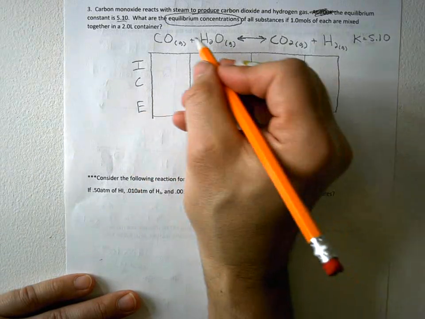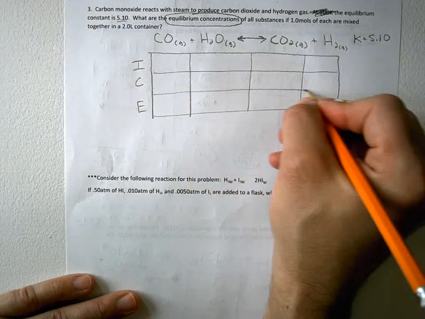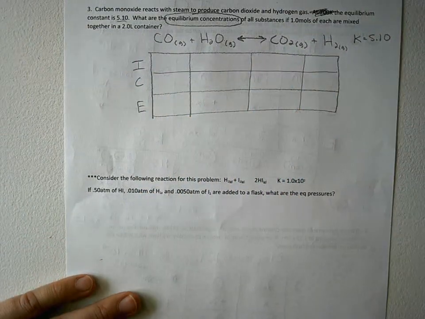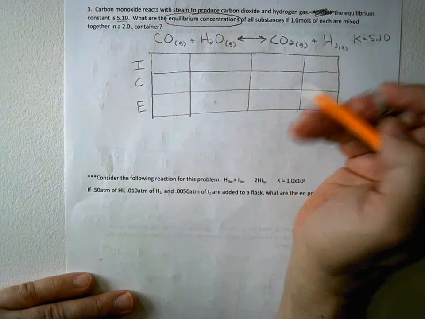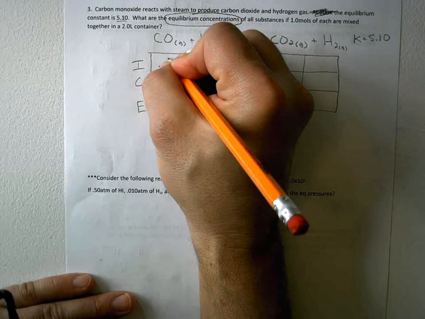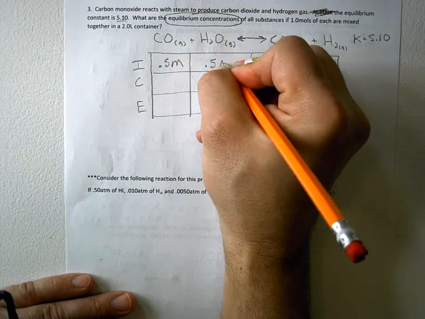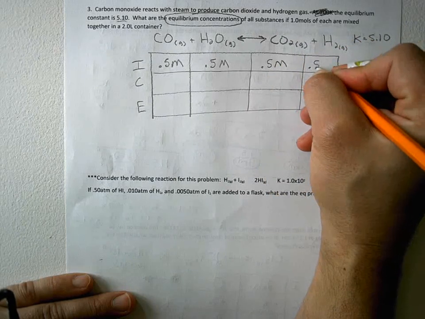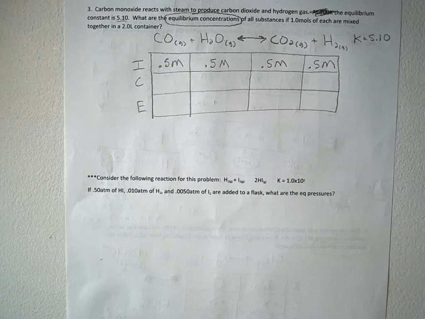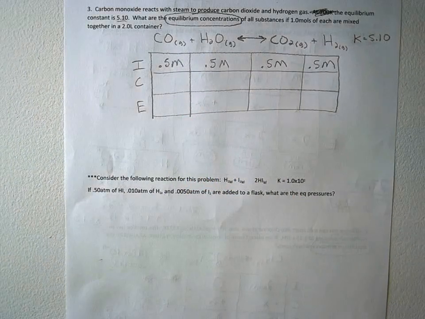We're going to break it down into each species here. So the CO, the H2O, the CO2, and the H2. Now we're going to read this, and it says we have 1 mole of each mixed together in a 2-liter container. So it looks like these are all 0.5 molar. And since this one's just giving moles and liters, I would just put it in molar and just leave it as that, even though they're gases.